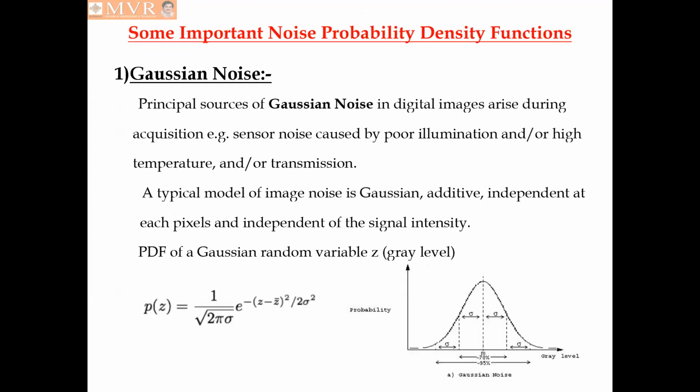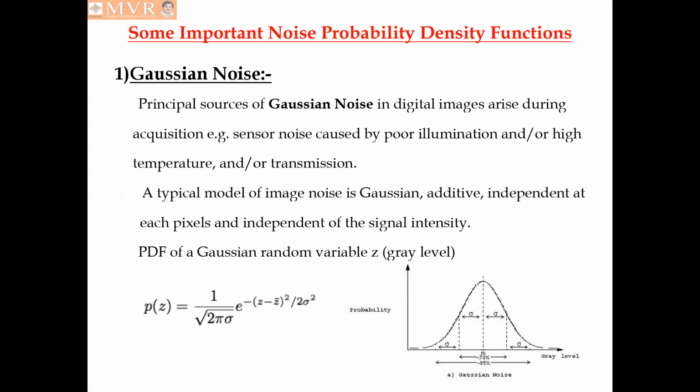Some important noise probability density functions we will see. The first noise probability density function is Gaussian noise. Here you can see the probability density function of a Gaussian noise. The Gaussian noise means the noise is having the probability density curve which is similar to that of the Gaussian probability density curve. If the probability density curve of the noise is similar to that of the Gaussian probability density function curve, then the noise is known as a Gaussian noise.